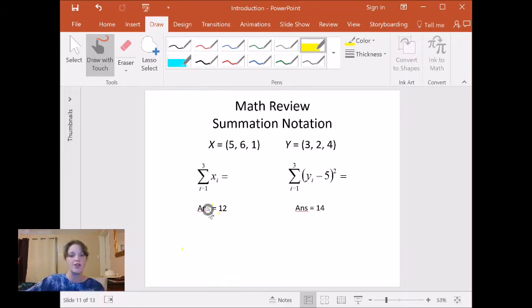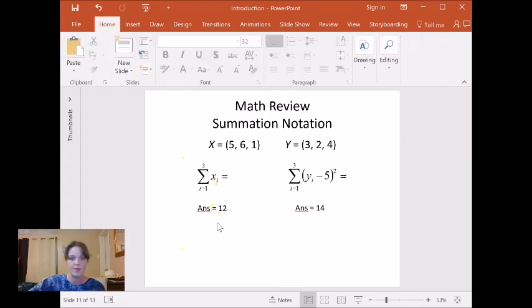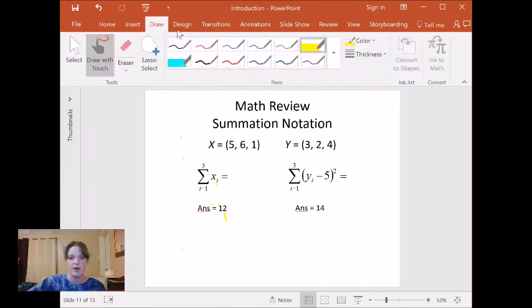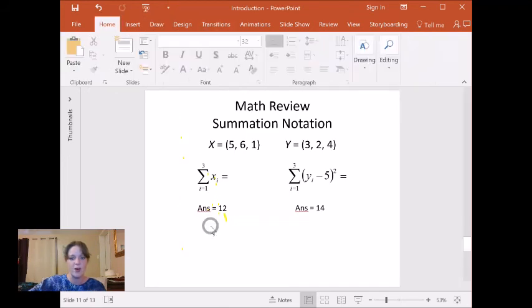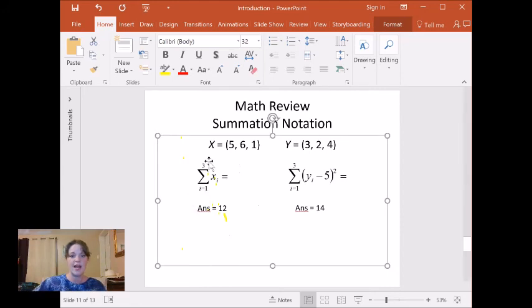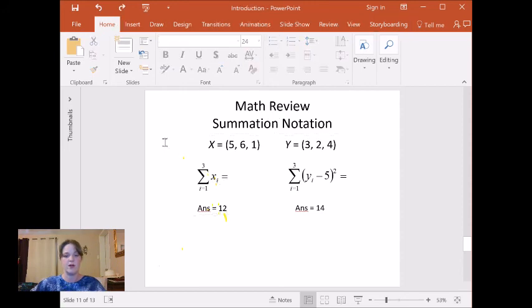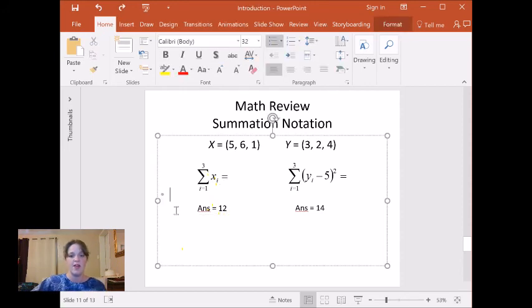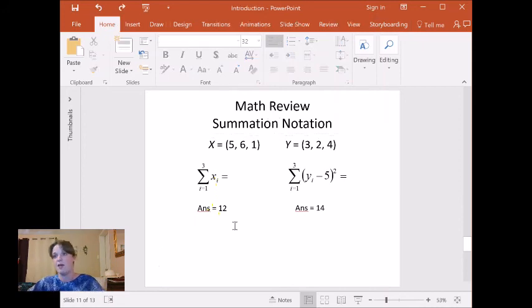So what this uppercase Greek letter sigma is telling you to do is essentially add up 5, 6, and 1. That is what it is telling you to do. Oh, I've got all this weird yellow on my thing. Hold on, let me erase all that yellow. Okay. This uppercase Greek letter sigma looks like a funky E. It's not a funky E.